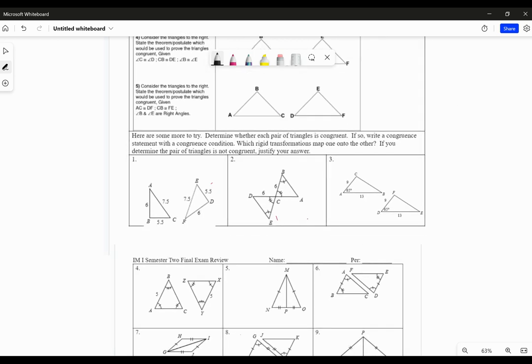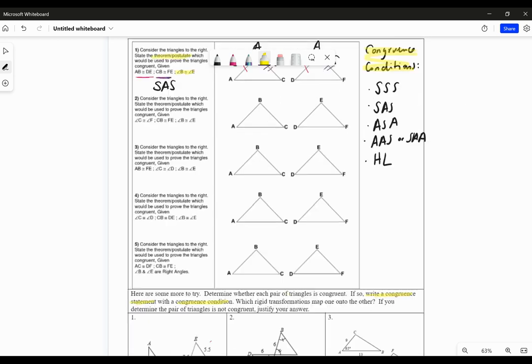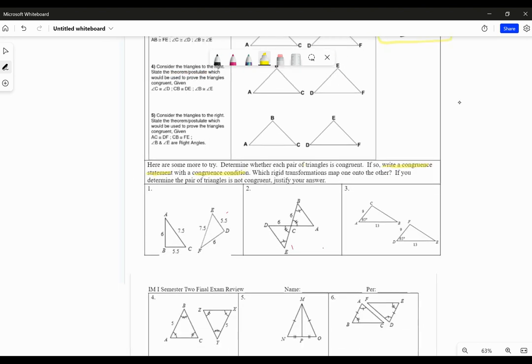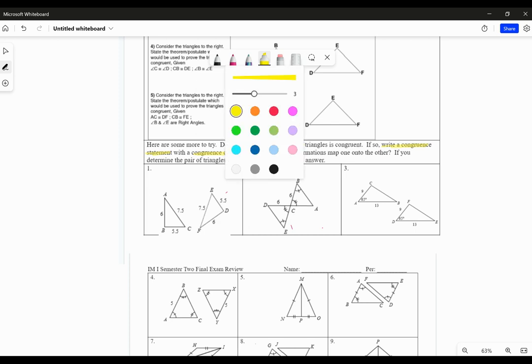Now towards the bottom, we're asking for a different set of information. We're saying determine whether the pairs of triangles are congruent. If so, write the congruence statement with the condition. So we know that our congruence conditions are these right here. We also need to write that congruence statement. It says that one triangle is congruent to the other. So let's do our trick that we did up here. And I'm going to do some different colors here.